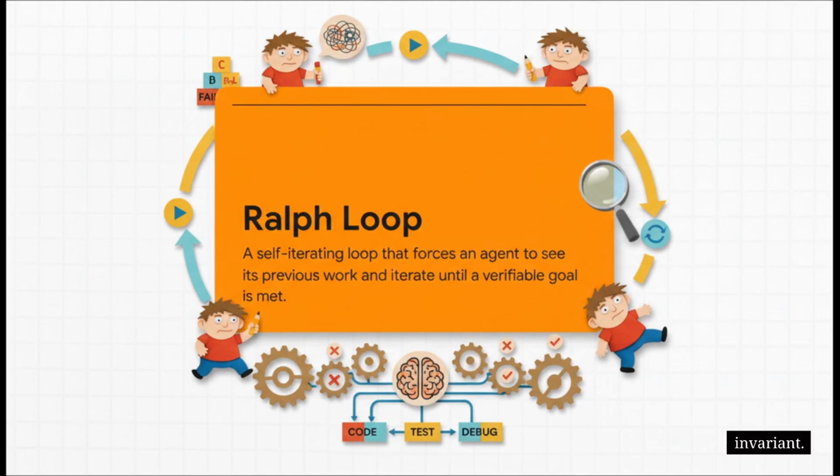A normal system might just give up, but the Ralph loop takes those failure logs, shoves them right back in the agent's face, and says, try again. It forces the agent to see the consequences of its own work and iterate, treating every failure as just another piece of data for the next attempt.